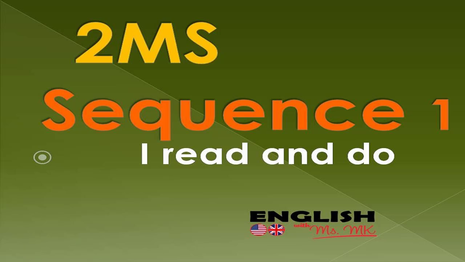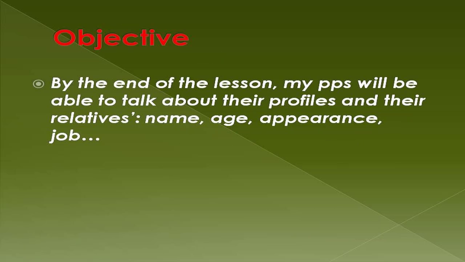So for this lesson plan, you should devote 2 sessions. 1 session won't be enough. Concerning the objective of the lesson, by the end of the lesson, my pupils will be able to talk about their profiles and their relatives. Here, I mean the profile of their relatives: name, age, appearance, and job. And of course, it's an incomplete objective. If you want to add something, if you want to adopt this objective or adapt it, you are really free.